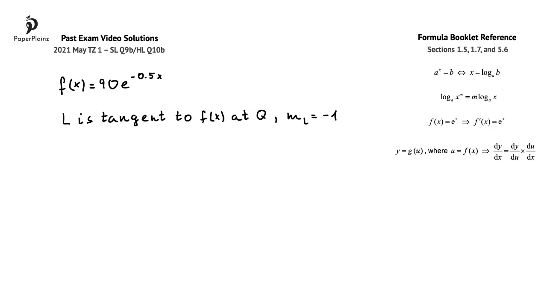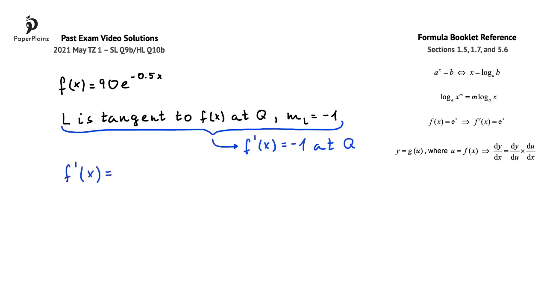Let's get started. The first key piece of information is that L is tangent to f(x) at Q and that the gradient of L is -1. Now this information tells us that the derivative of f(x) at Q is equal to -1. So let's differentiate f(x). This law from section 5.6 of the formula booklet shows us that the derivative of e to the power of x is simply e to the power of x.